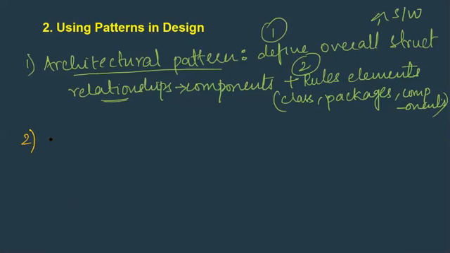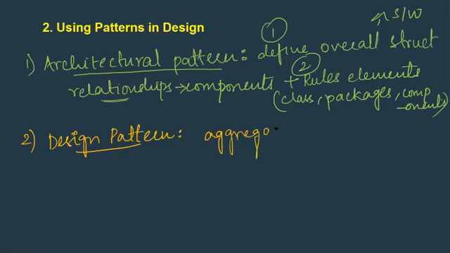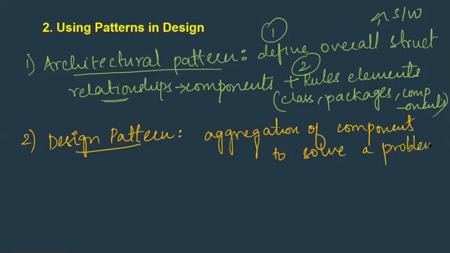The next pattern that you're going to use is called the design pattern. Now within this design pattern, it is going to address a few specific elements of design, like the aggregation of components to solve a problem. So this is going to tell you how you're going to combine the different elements, the different components, so that you can solve a problem. Now the aggregation is also a relationship. The aggregation symbol is represented by a straight line and a hollow diamond.